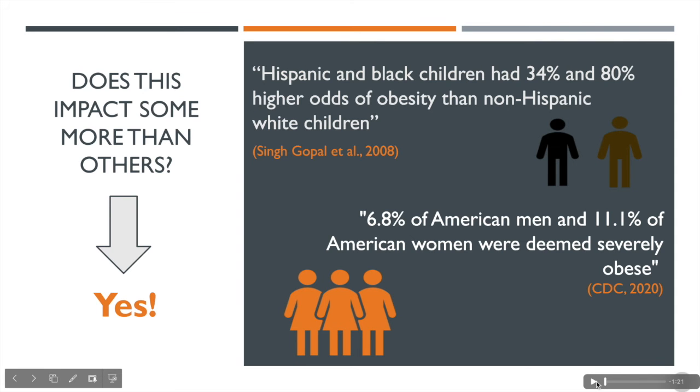So now maybe you're wondering, does this impact some more than others? The answer is yes. Hopefully it doesn't come as a surprise to you that Hispanic and Black children had 34% and 80% higher odds of obesity than non-Hispanic white children. This should make sense, right? Black and brown people are marginalized groups who are often underprivileged and overlooked.